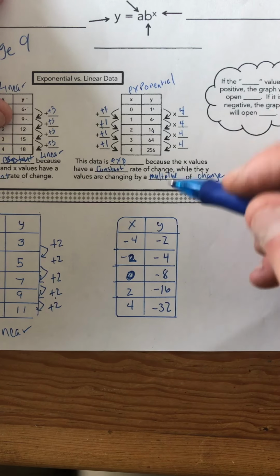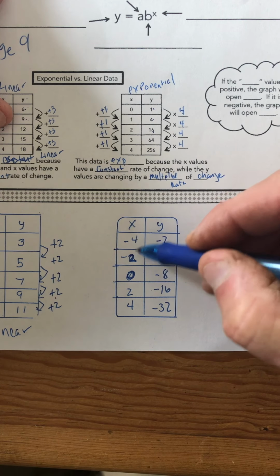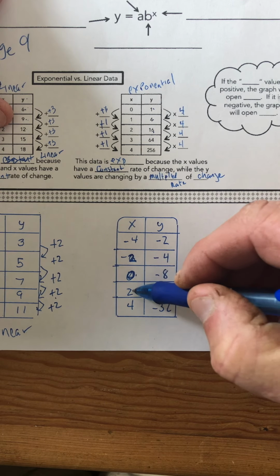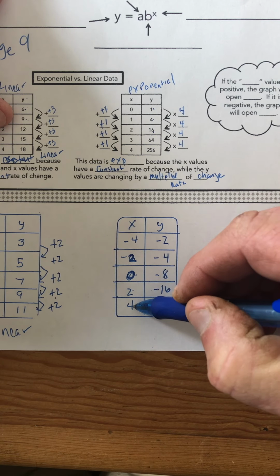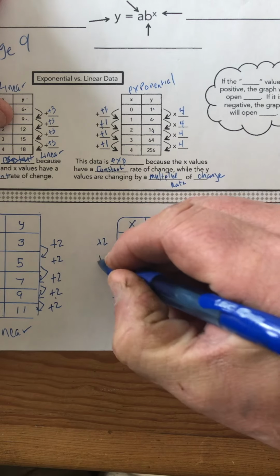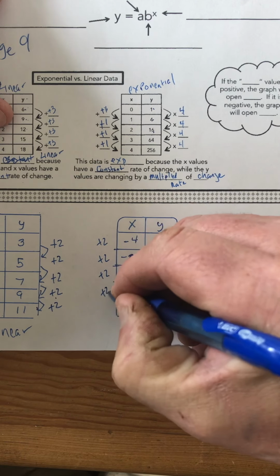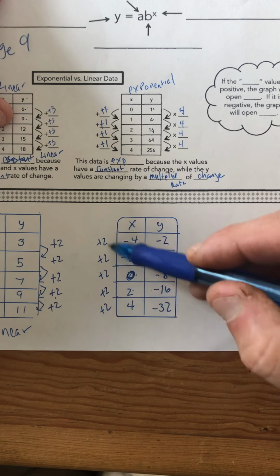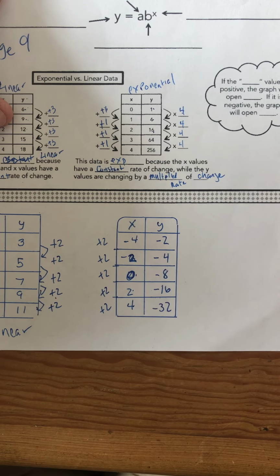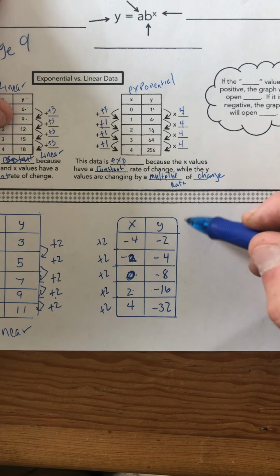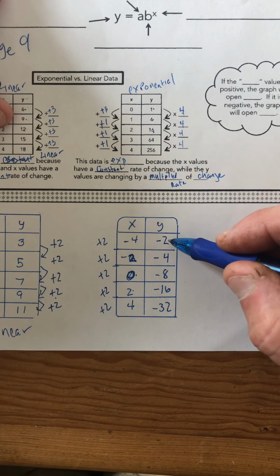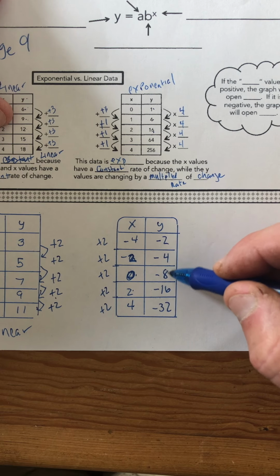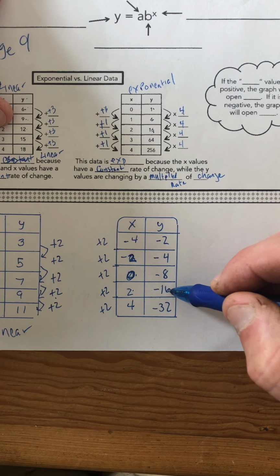To take a look at this one, from a -4 to a -2 to a 0 to a 2 to a 4, it is a constant rate. And each time we go, we're actually going to be adding 2 in this example. Remember, we said that our x values are always going to be at a constant rate. Now let's look at our y values. How do I get from a -2 to a -4? And then from a -4 to a -8, -8 to -16?